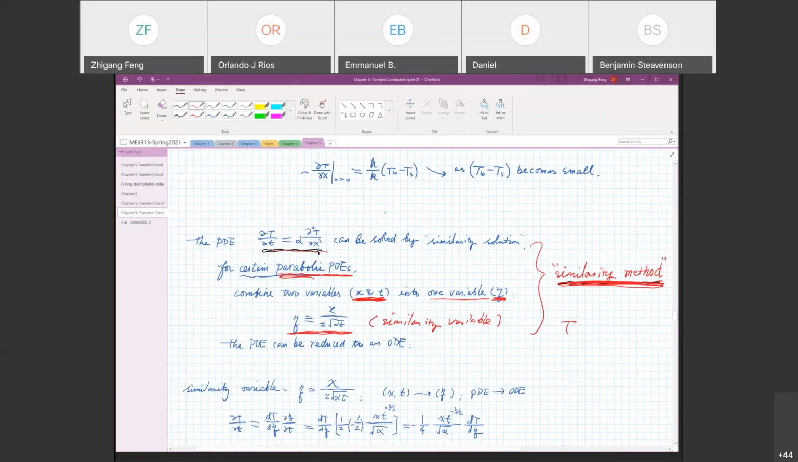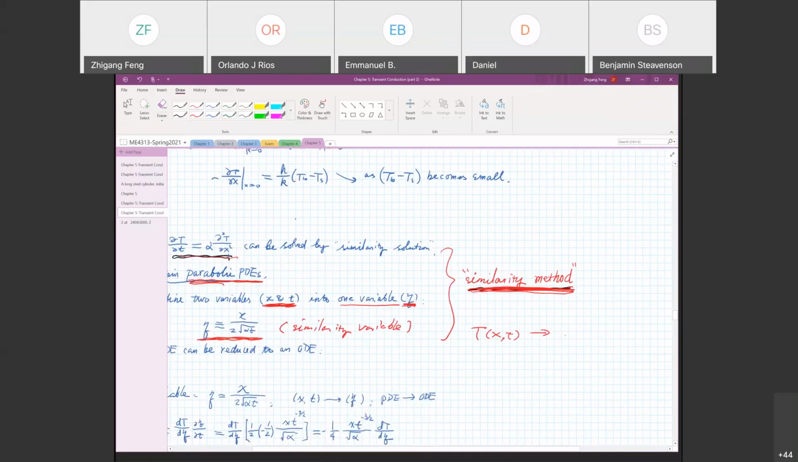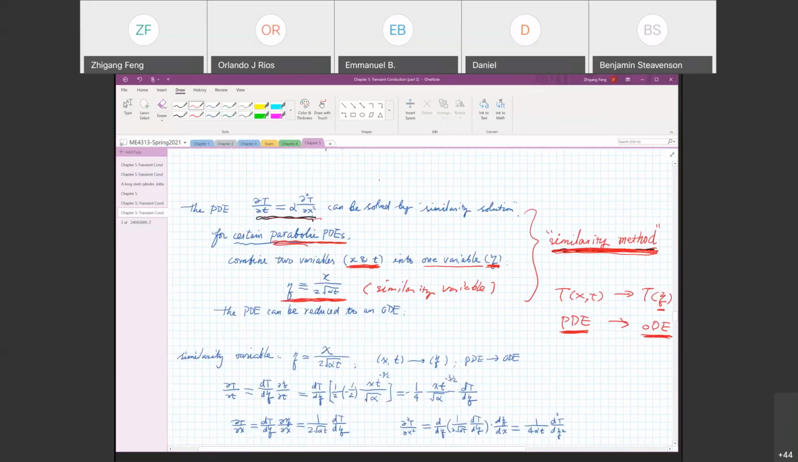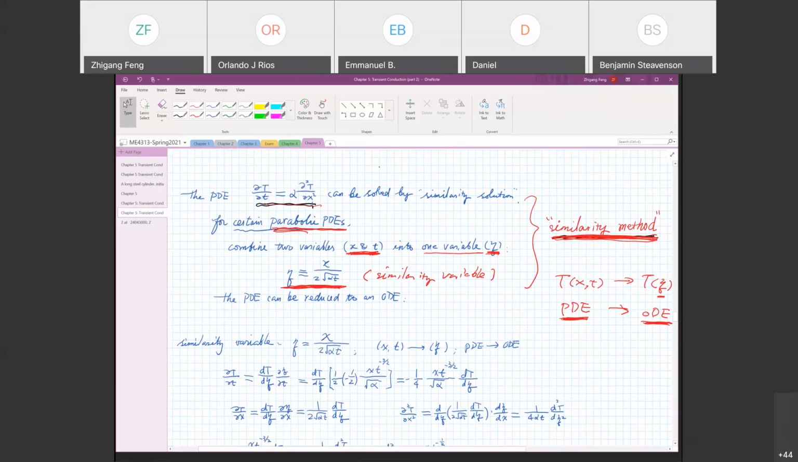The temperature T originally is a function of two variables, x and t. So now we reduce this to one variable. The single variable is eta. And originally we have a partial differential equation, a PDE. Since now we only have one variable, we can reduce it to an ODE. And an ODE is much easier to solve compared to a PDE. So this is the approach we're taking when we use the similarity method. These are the steps. We combine two variables into one variable. Now, the form of this relationship can be derived based on dimensional analysis or other methodology, but I skipped that part.